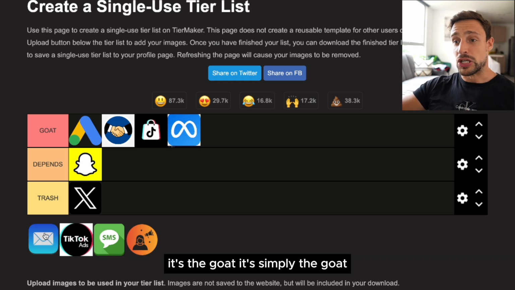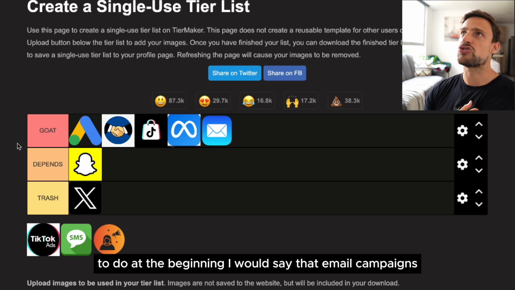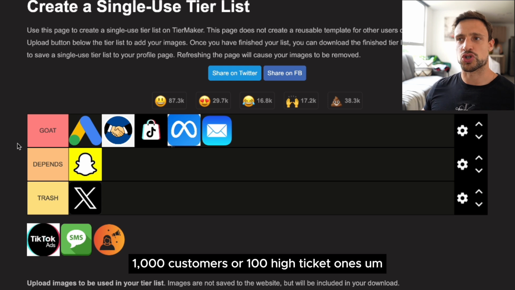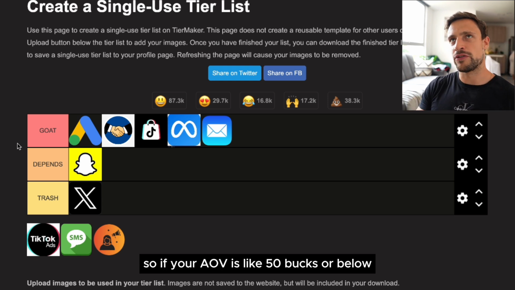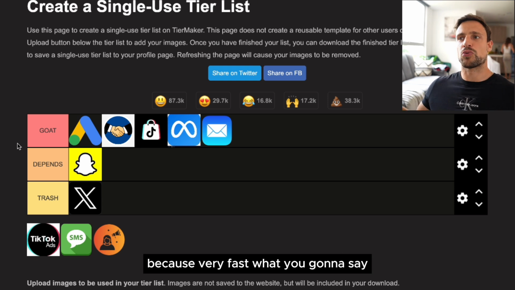Mailing, it's the GOAT. It's simply the GOAT. It's simply not the priority to do at the beginning. I would say that email campaigns you can really start when you have at least 1,000 customers or 100 high ticket ones. So if your AOV is like $50 or below, wait for 1,000 customers before really pushing the email, because very fast, what are you going to say?